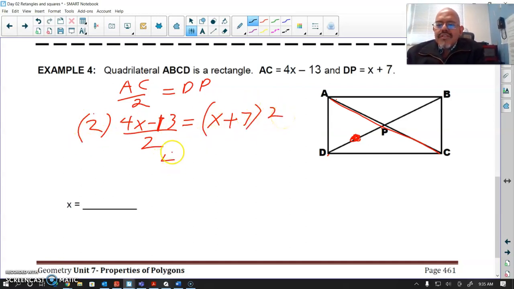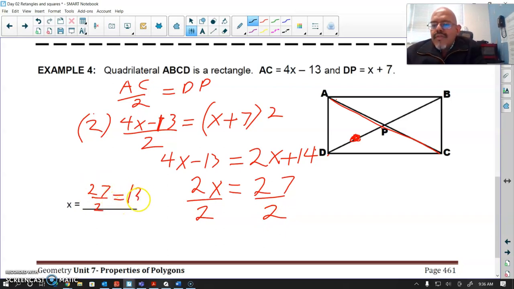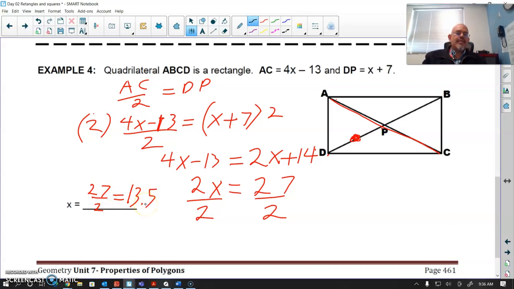So now this leaves us with 4x minus 13 equal to 2x plus 14. Then subtract 2x from both sides, so that leaves us with 2x. Then I'm going to add 13 to both sides, so that's going to be 27. I don't know what is with these guys giving us numbers that don't give us nice numbers, so 27.5. Or 13.5. That's it. End of story.